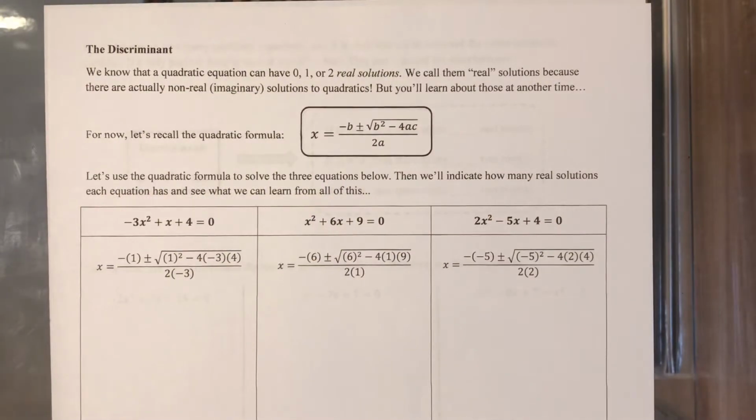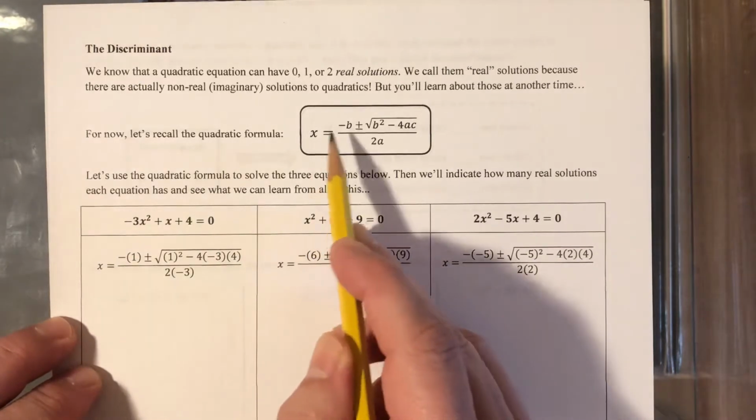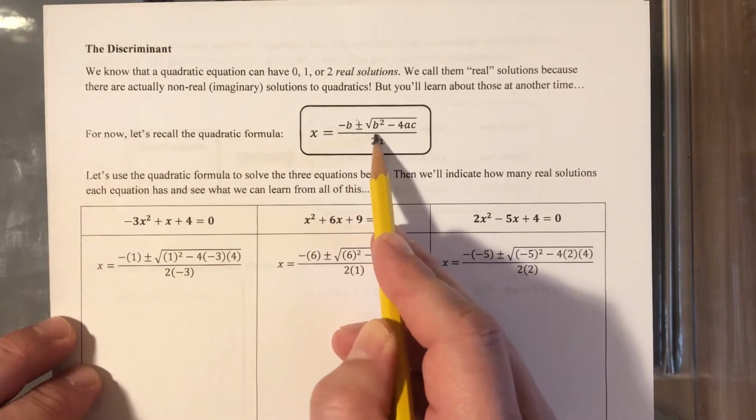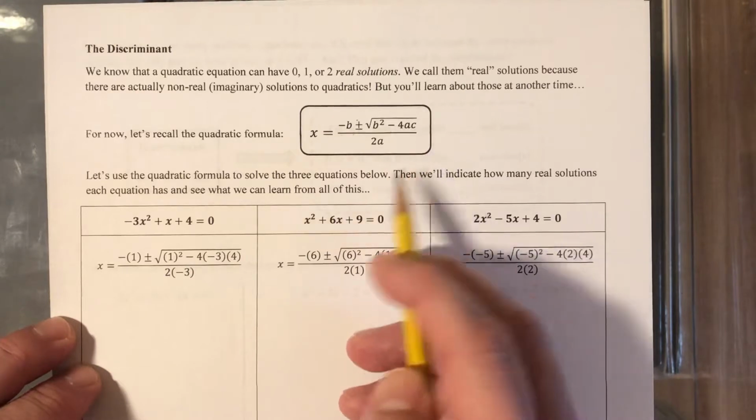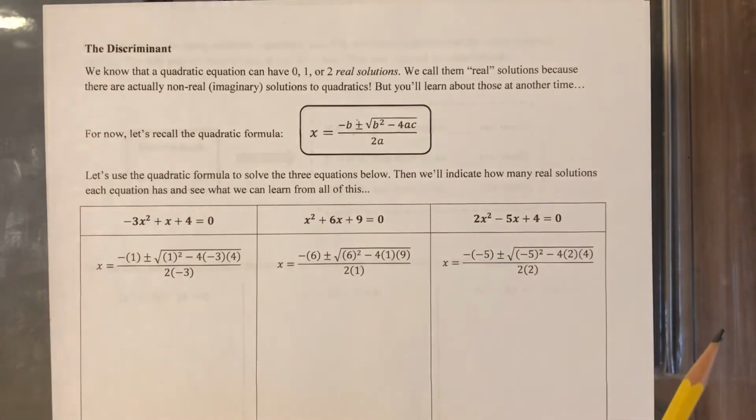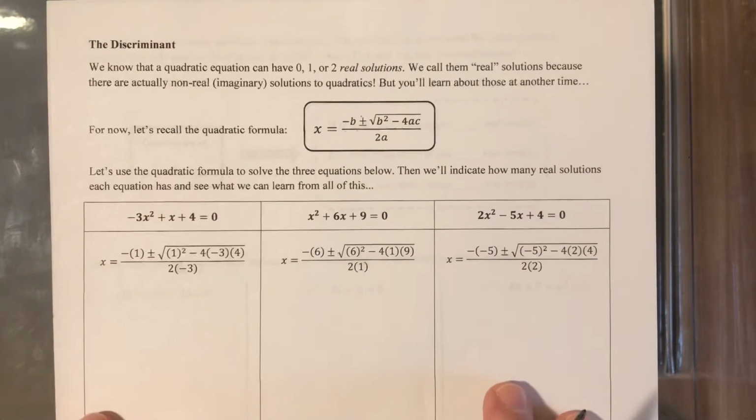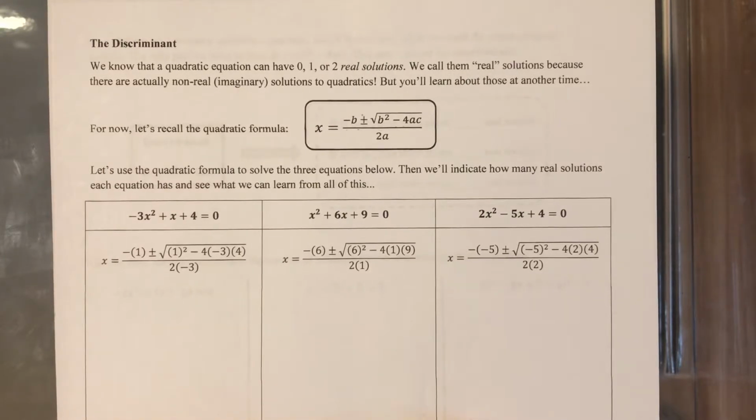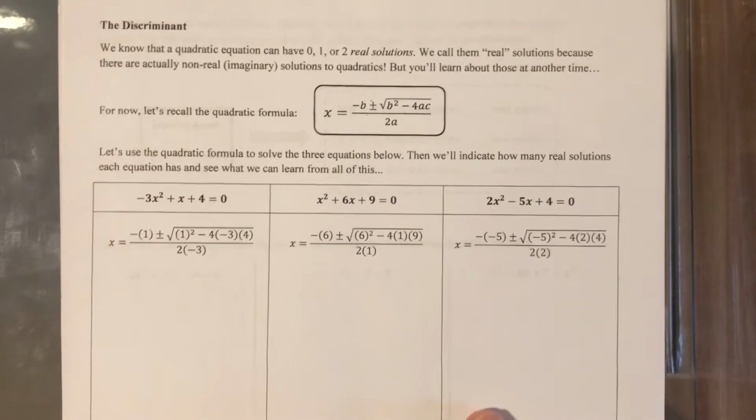Okay? Well, there's something about the quadratic equation that can tell us how many solutions a quadratic is going to have before we even graph it. Okay? So let's look at the entire quadratic equation. We've got x equals negative b plus or minus square root b squared minus 4ac all over 2a. All right? We're going to use the quadratic equation to solve these 3 equations down here. And then we're going to notice something about its solutions and then a certain part of the quadratic equation.